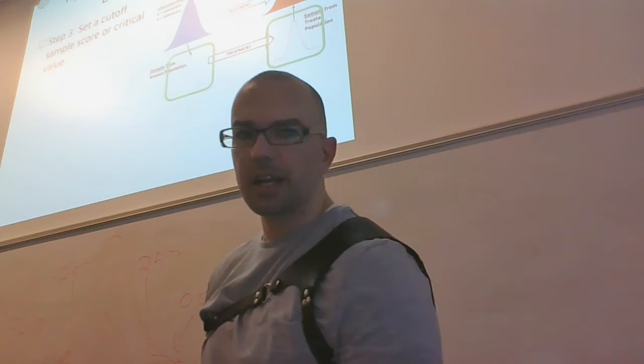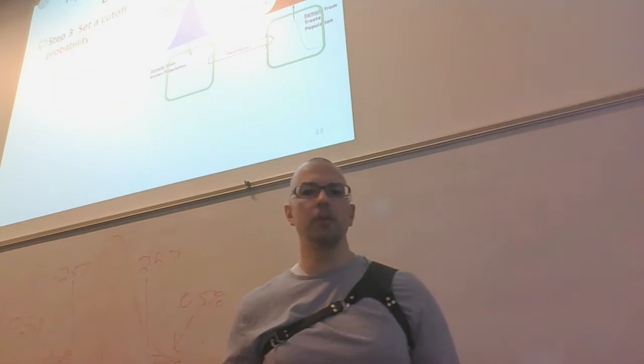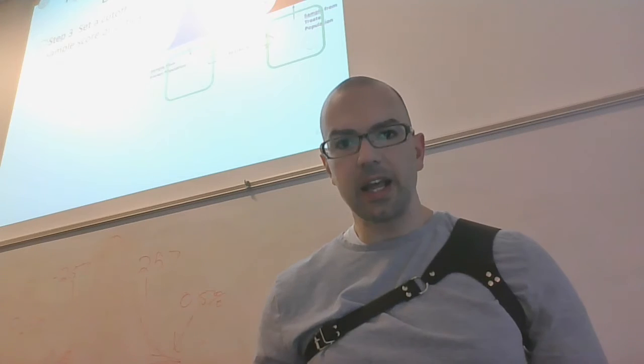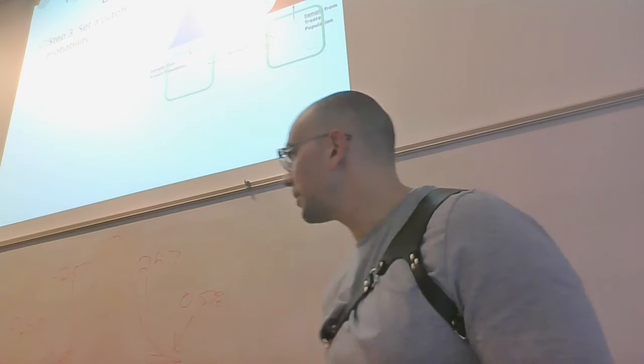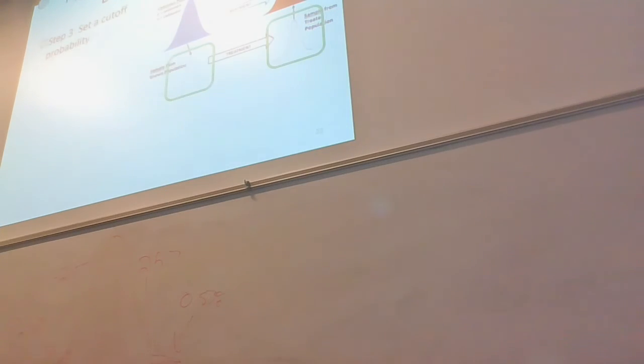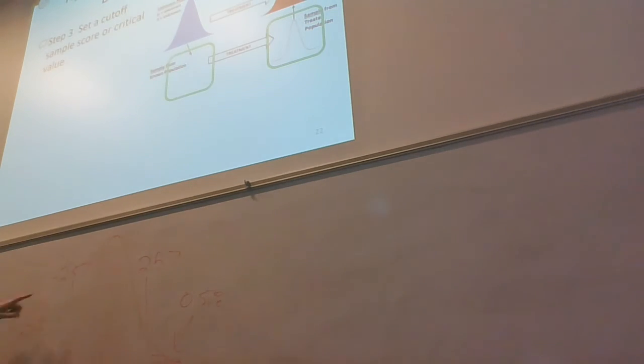Step three, set a cutoff sample score or critical value. We are now going to switch this explicitly to setting a cutoff probability. So I'm glad we still got this up here. The reason we can do this is that setting a cutoff score is directly tied into a cutoff probability. So the two of these are linked. That's why we have that table that does not change its numbers.